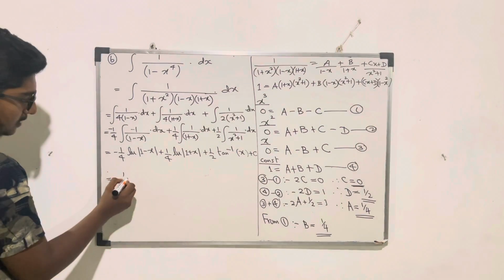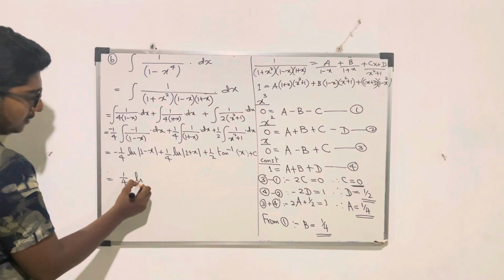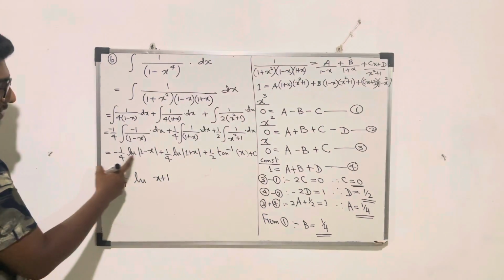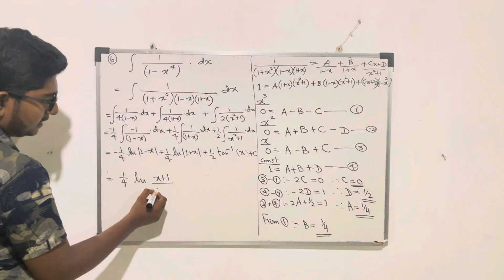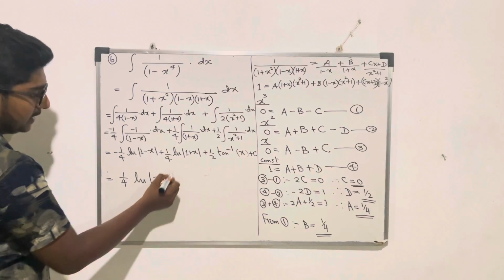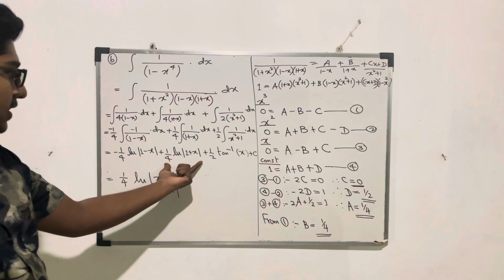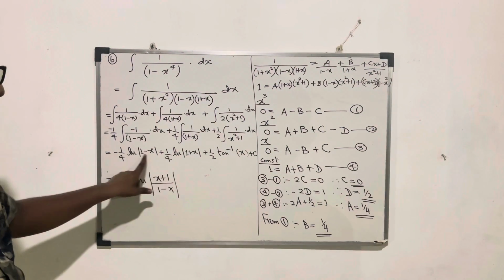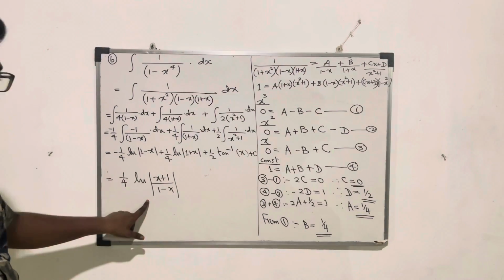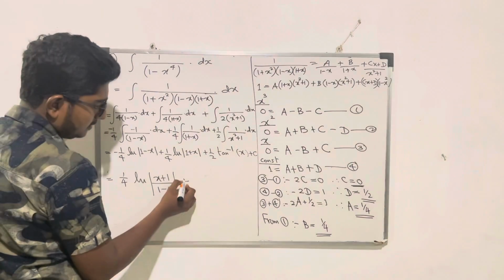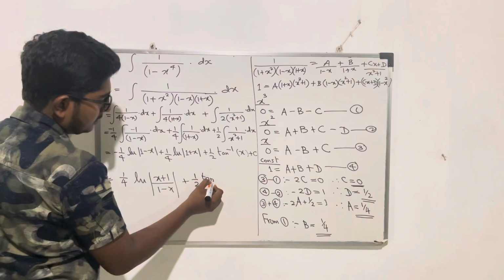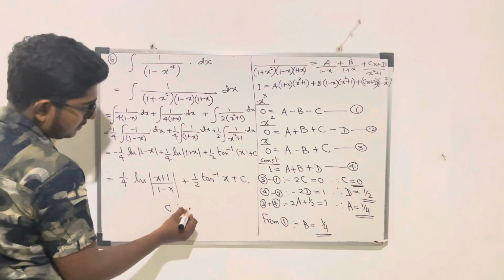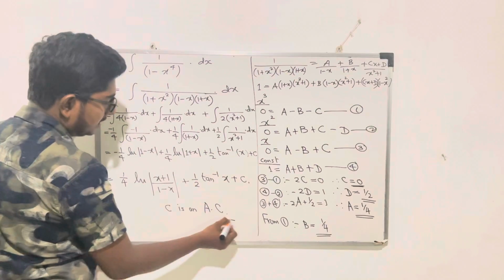I can take 1 over 4 out and use logarithmic rules. This is ln of (x plus 1) minus ln of (1 minus x), which can be written as a fraction in the denominator. One log expression minus a second log expression with the same log base, so I can write them as fractions. C is an arbitrary constant.